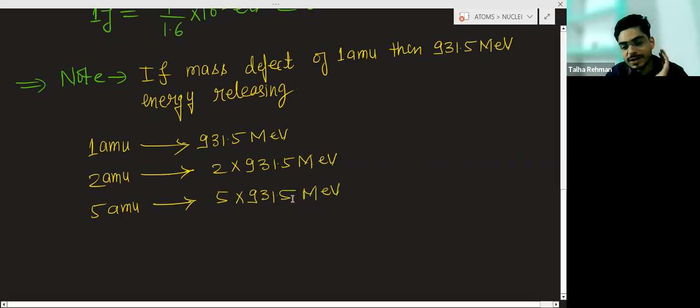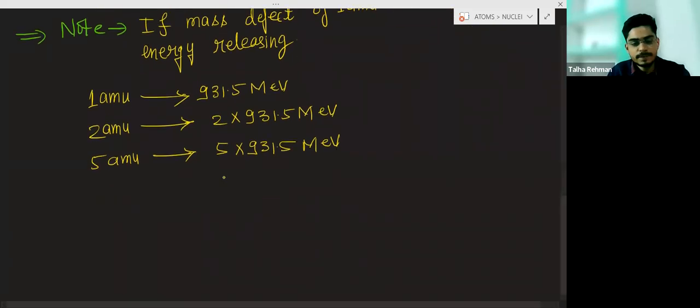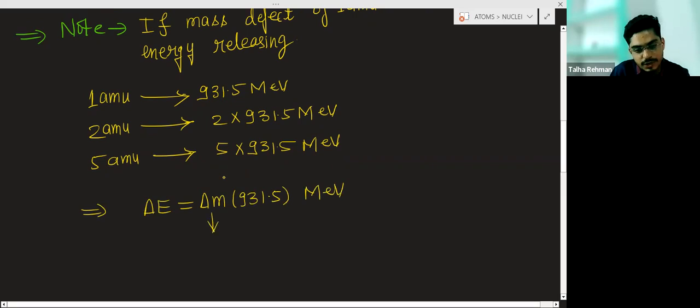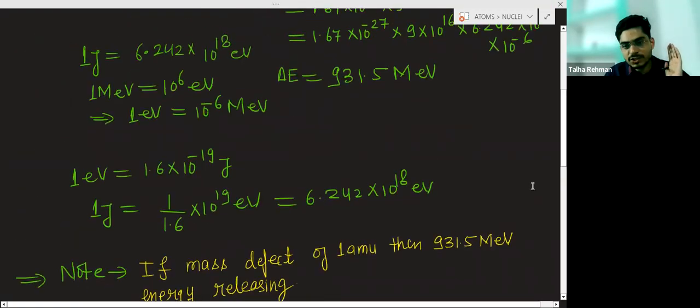Okay, so from here we can go to one formula: delta E is equal to delta M into 931.5, and this value will be in mega electron volt and mass defect should be in AMU. So directly you can calculate. If someone is saying there is a mass defect of 0.0005 AMU, then you will put 0.0005 AMU and multiply with this value, you will get the energy directly in mega electron volt. There is no need to do this much calculation.